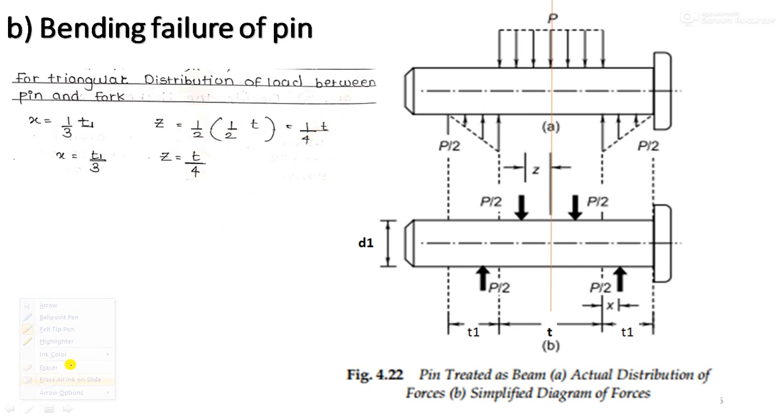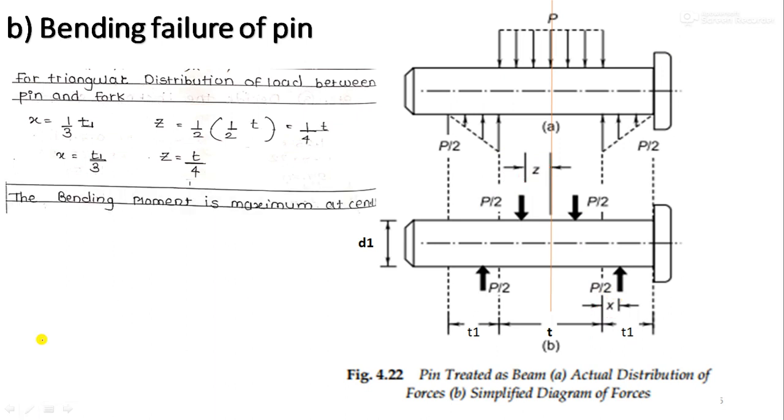For simplicity I have divided this P into P/2 and P/2, because here also I have P/2 and P/2. I have divided this uniformly distributed load, this total length t, into halves. So this P is acting at t/2, and I have considered P/2 and P/2 acting at t/4. Is it clear? So z is equal to t/4 and x is equal to t1/3. Is it clear?